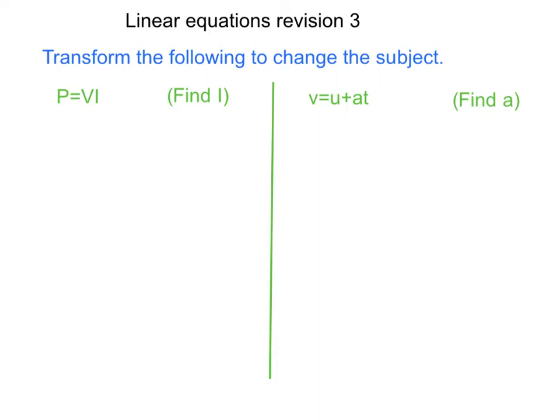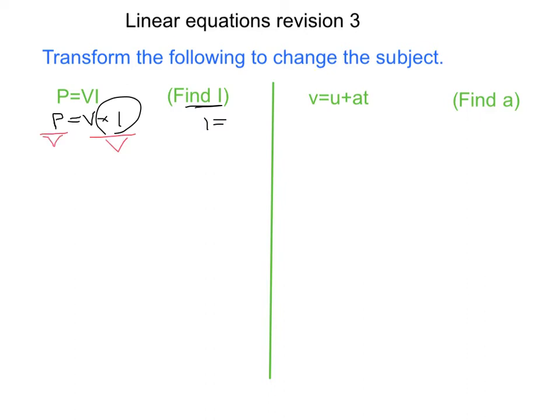I'll just rewrite it: P is equal to V times I. This is an equation which is talking about the power in an electrical circuit being equal to the voltage times the current passing through that circuit, and we want to rearrange this to find I, to make I equal to something. So we want to leave I on its own, and we look at what's joined onto the I. It's a V joined by a times sign, so in order to get rid of that we have to divide both sides by V.